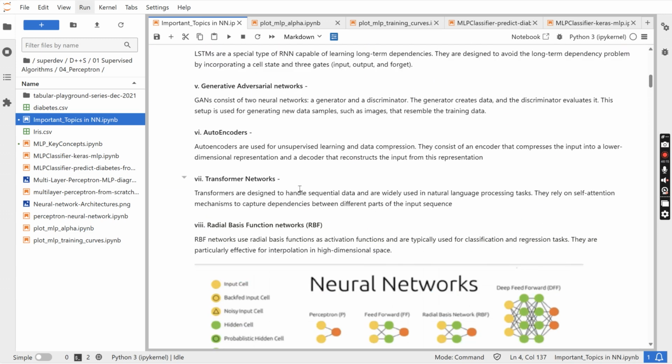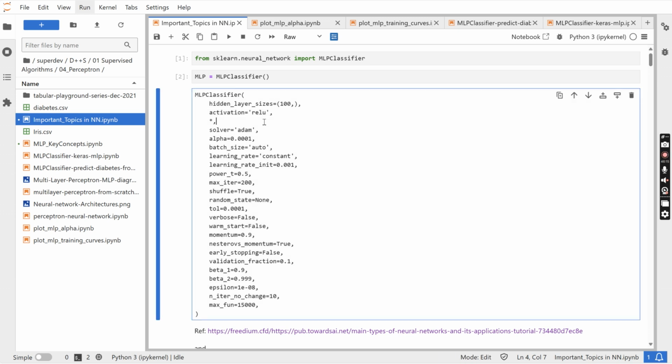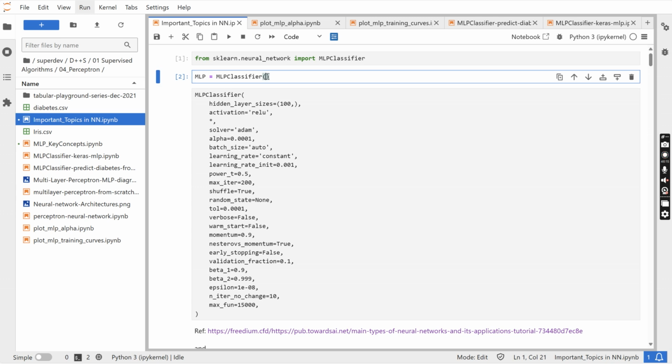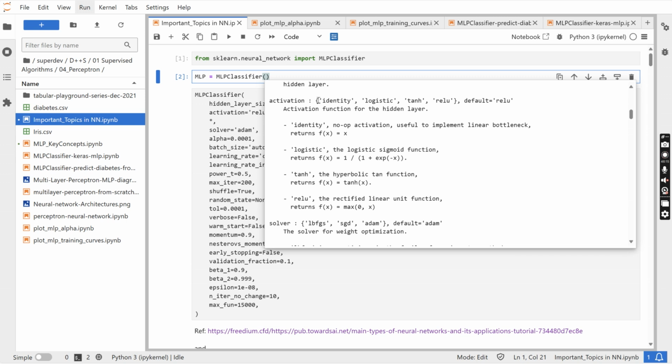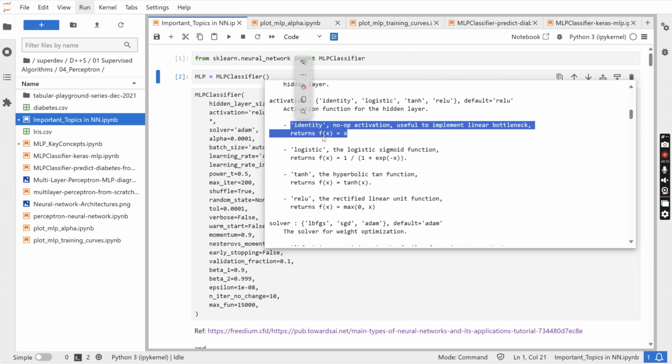And multi-layer perceptron is using all these activations. One of these activations, if I open the documentation again and scroll down, look at the activation functions that it is using. Identity means it will be a no-op activation. So basically it is the same as f of x equals x. That means there is no activation there. Identity means no activation function.